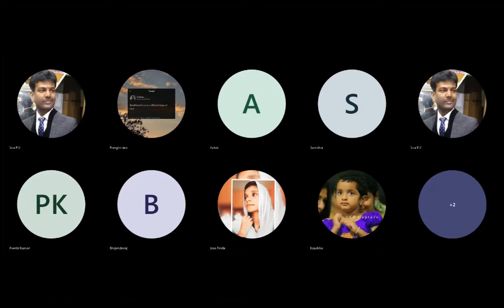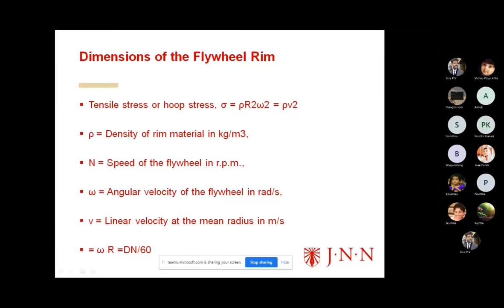Yesterday we discussed the flywheel, right? The turning moment diagram in the flywheel. We discussed yesterday that the flywheel is a device used in machineries to store energy at the time of a supply of energy more than the requirement, and to release the energy when the requirement is more than the supply. So this is a flywheel.